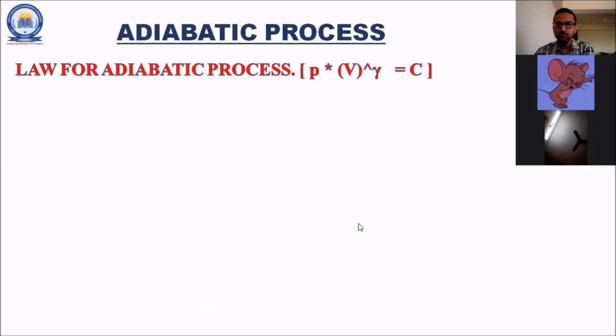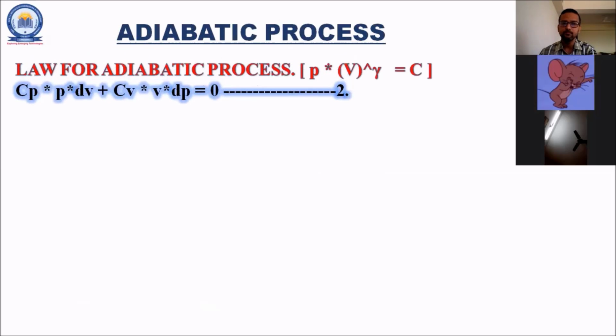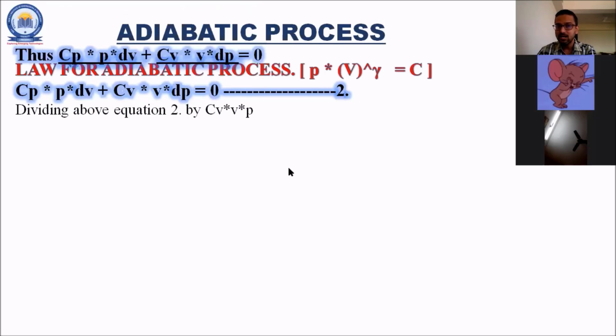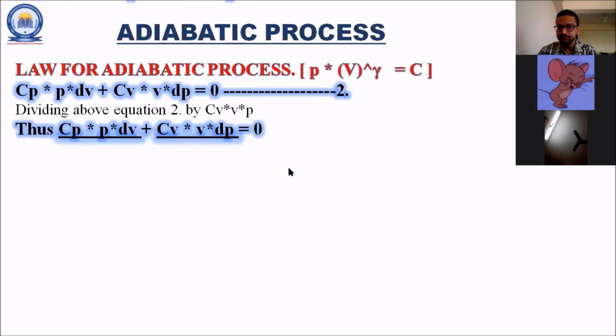So again, using equation number 2, now what we will be doing? Dividing the above equation number 2 by Cv, v into p. Remember, this is a small v and this is a small p. This is Cv, specific heat at constant volume condition. Dividing equation number 2 by this term. So this is how the term looks after dividing.